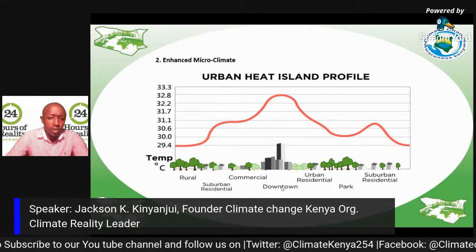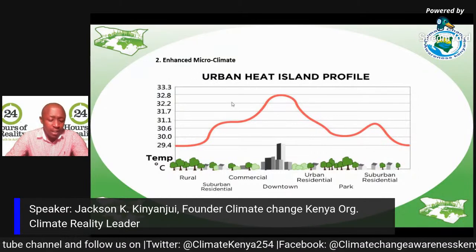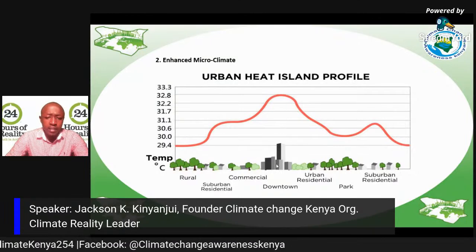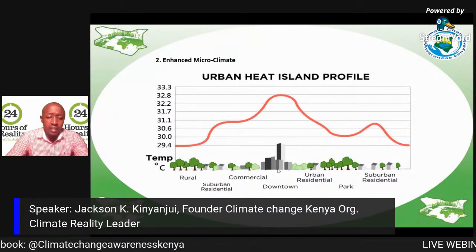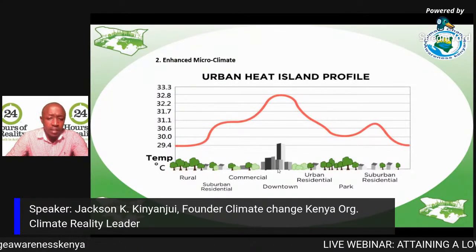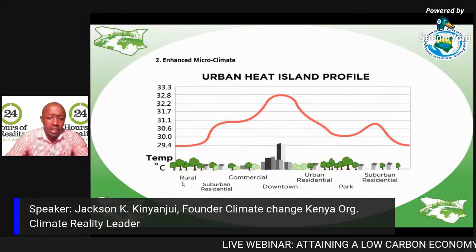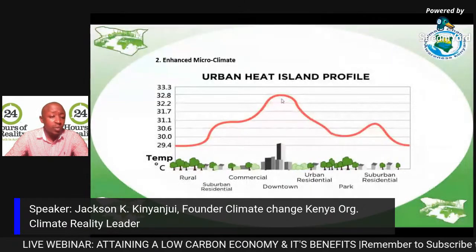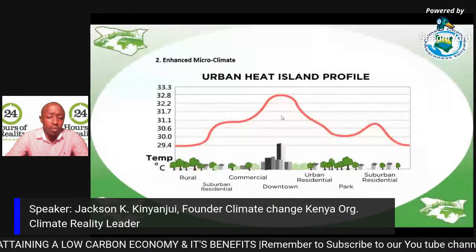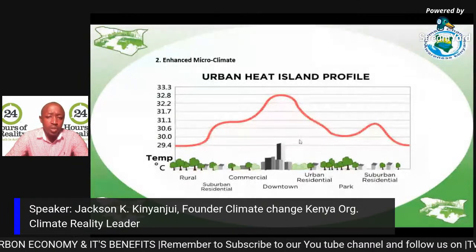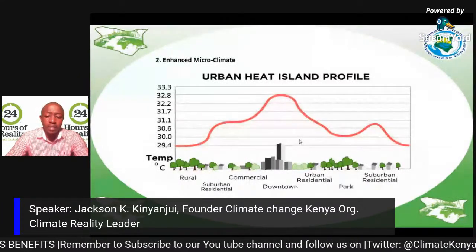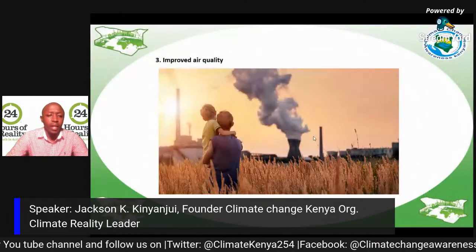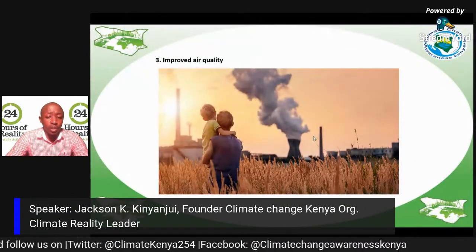What can we do to reduce the urban heat island effect? Once we embrace the green economy, it will lead to us increasing our carbon sinks in the downtown area, that is increasing our park area and green spaces, and with that, the temperatures in the downtown area will be reduced, and this will reduce the urban heat island effect, creating a conducive microclimate. The other benefit is improved air quality.